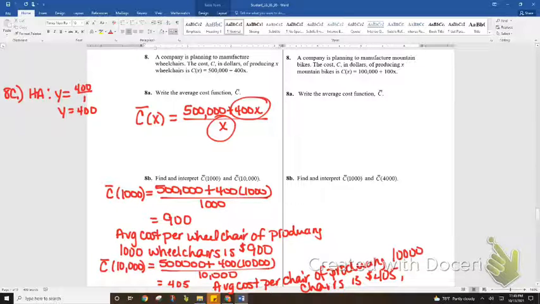So what does that mean? Remember, the horizontal asymptote is that end behavior. It's a number that the graph is approaching, okay? So the cost per wheelchair is going to approach 400 as more and more chairs are produced. So the cost per chair will approach $400 as more chairs are produced.